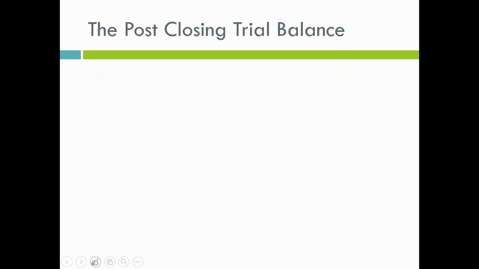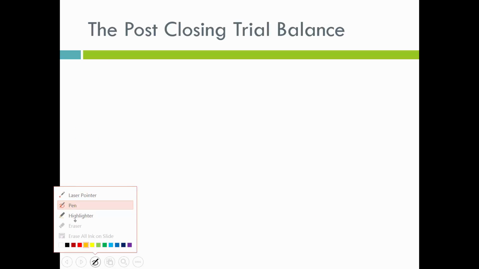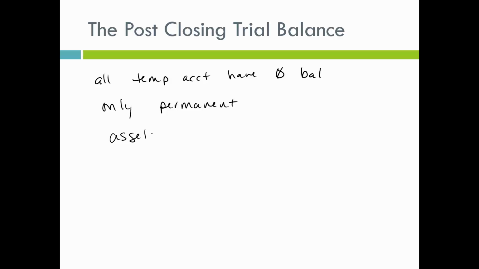So the last thing we do here is a post-closing trial balance. This is our third trial balance. This one's really easy because all of the temporary accounts, the revenues, the expenses, the withdrawals, and income summary have zero balances. So they're not on here. Only the permanent accounts show up on the post-closing trial balance. That is our assets, our liabilities, and our capital account. That is all that shows up.